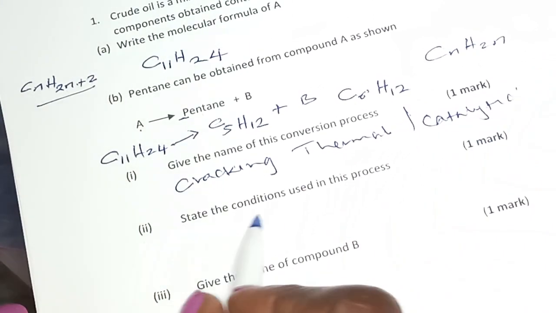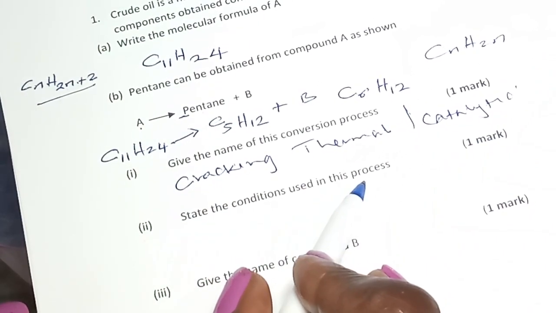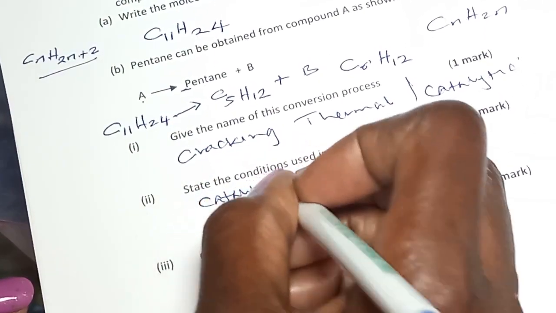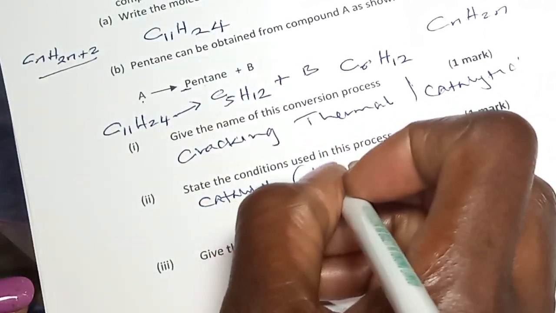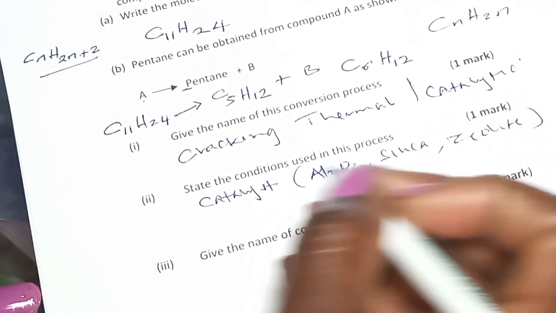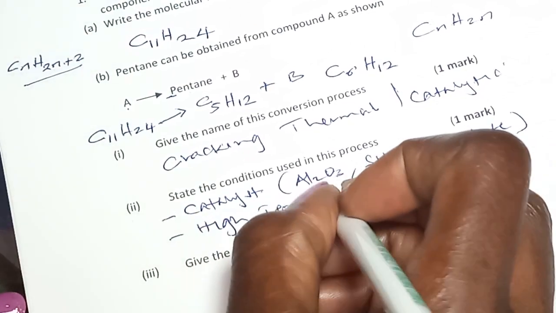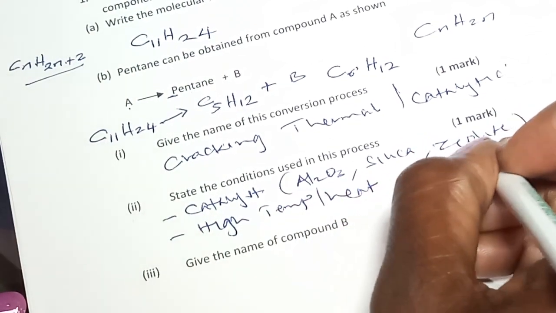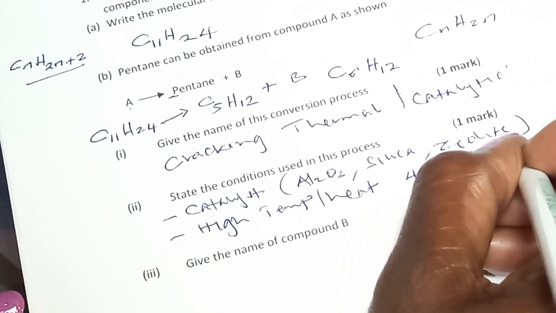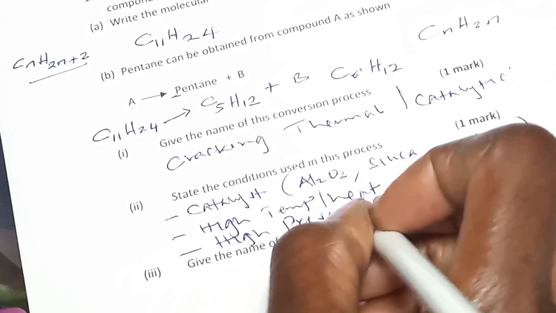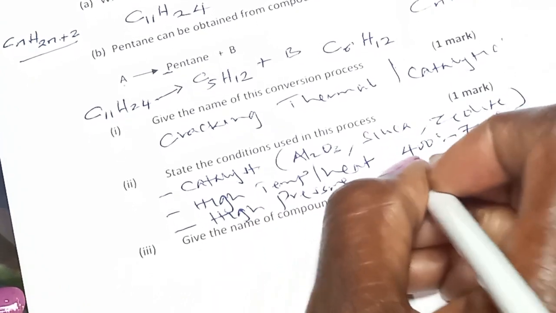Part 2, state the conditions used in this process. The conditions will be a catalyst, and the catalyst usually used is aluminum oxide or silica, or sometimes zeolite. The second condition is high temperature, or you can just say heat, in the range of 400 degrees Celsius to 700 degrees Celsius. Another condition usually is high pressure, and in this case the recommended pressure is 700 atmospheres.